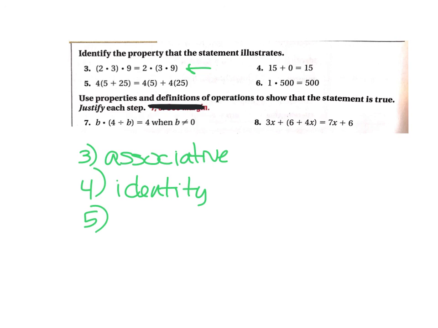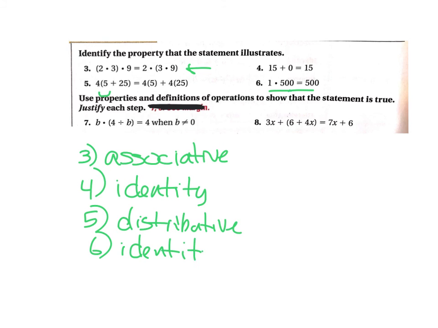Number 5, the 4 is outside the parentheses. If you look at what they did, they multiplied it by everything inside. That's distributive. Excuse the handwriting there. And number 6, multiplied by 1, so the 500 stayed 500. That is also identity, but it's the multiplicative identity instead of the additive identity.